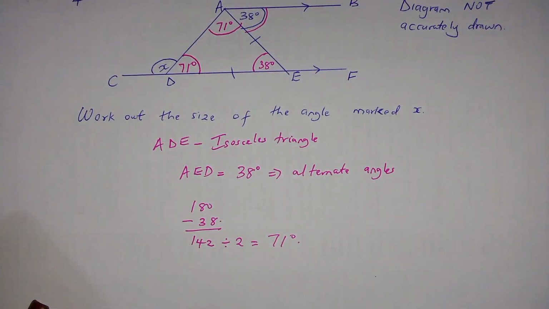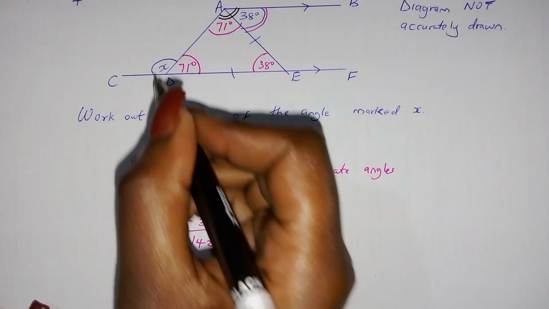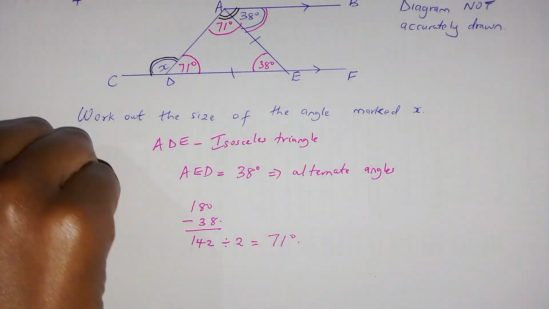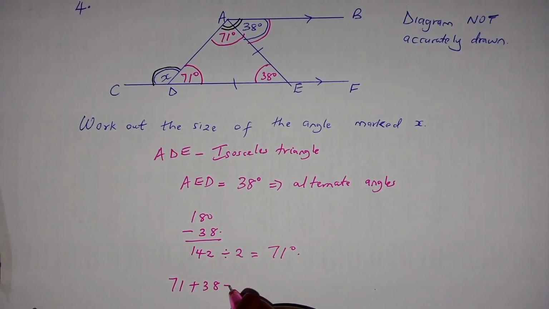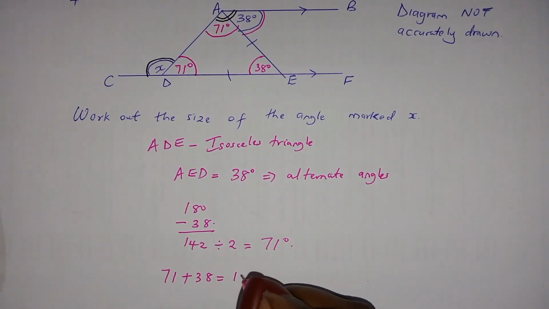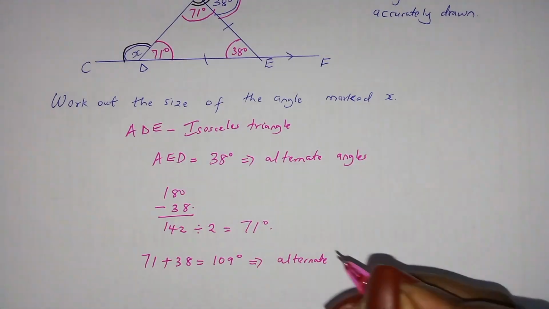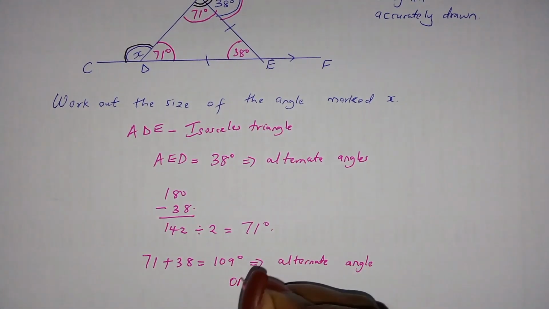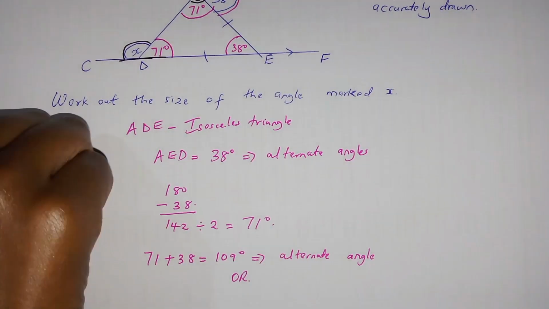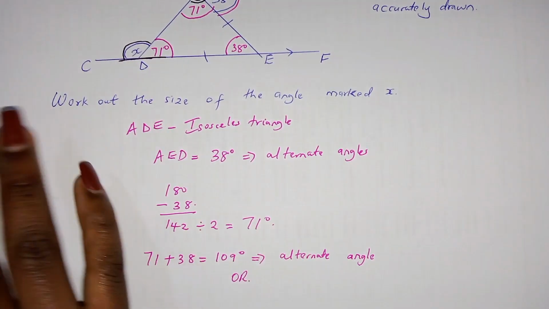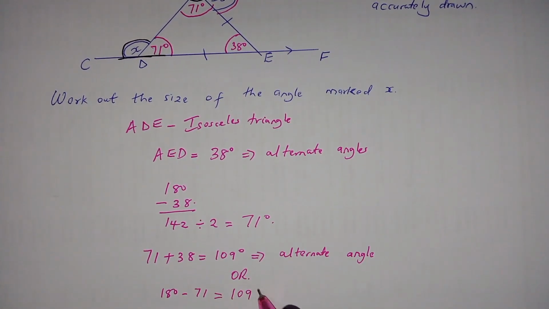Okay, then we can find X using 2 ways. So we can use the alternate angle, which is that one is equal to X. So let's do the alternate angle first. So 71 plus 38, that is the same as 109. Alternate angle, or we can say that this is a straight line, therefore this plus this is 180. So 180 minus 71, that would give us 109.